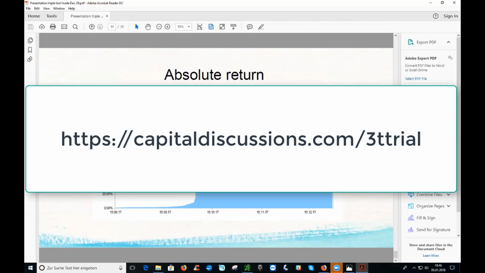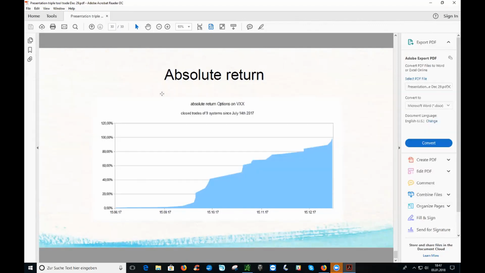And yes, Michael asked if there's a trial. Oh, and we're only seeing that absolute return PDF again, by the way. And Andrew asked, will we know the exact rules of each system in the service, or will the service just be a buy-sell notification? The system is fully automated, and it says enter or don't enter.